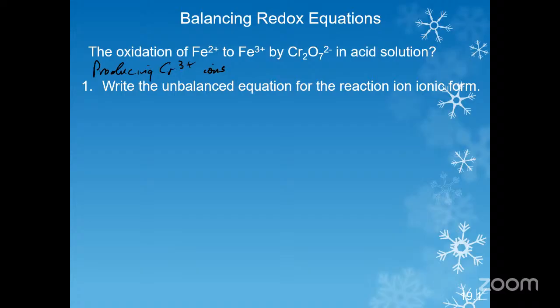So therefore, there are two reactants. One is Fe2+ and Cr2O7 2-. And then on the product side, you're going to have Fe3+ and Cr3+, right? So this equation is straight up unbalanced.